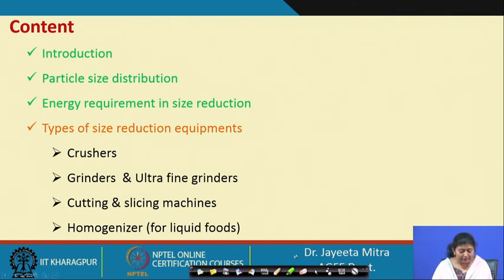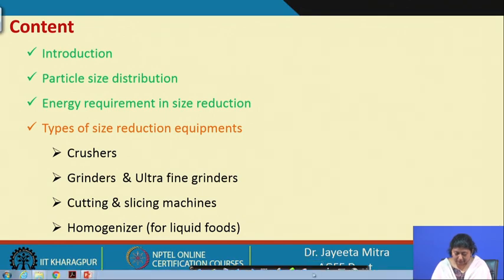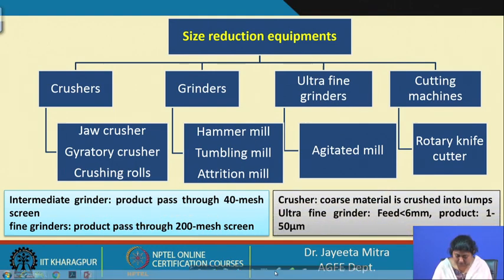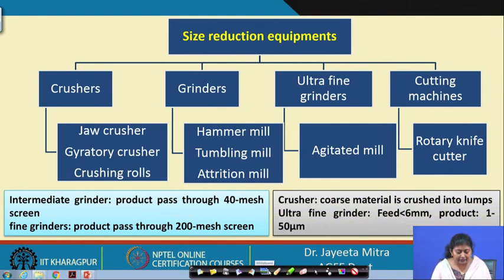So, first we will see one by one what are the different categories in which we can classify the various size reduction equipments, and what are the functions and what are the speciality or characteristics of all those equipments. So, here is the flow chart which shows different kinds of size reduction equipments. Starting from the left, here is a crusher, then grinders, then ultra fine grinders, cutting machines.